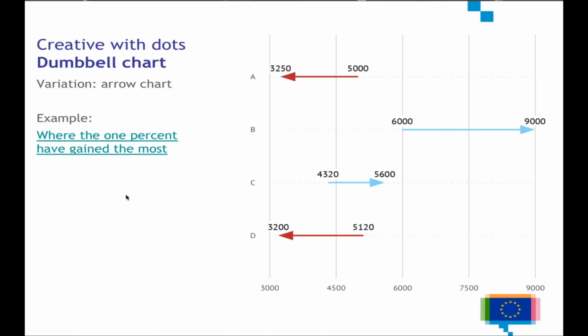So here I'm highlighting the categories where the numbers went up in blue, and the ones where the numbers went down in red. And this gives you a kind of dynamic chart that clearly shows you the movement in the numbers. The structure of the chart is a bit the same as a dumbbell chart, but now you also have a direction of things moving up or moving down. So let me also show you an example of an arrow chart.